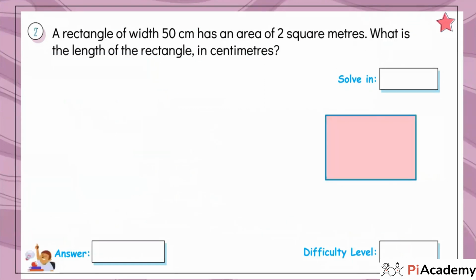Let's move on to the next question. And let me read this question for all of you. A rectangle of width 50 centimeter has an area of 2 meters square, or you can say 2 square meters. What is length of rectangle in centimeters? Okay. So please take care of the different units here we have. And I am giving you 2 minutes to solve this question. Your time starts now. Everyone, please do this question.